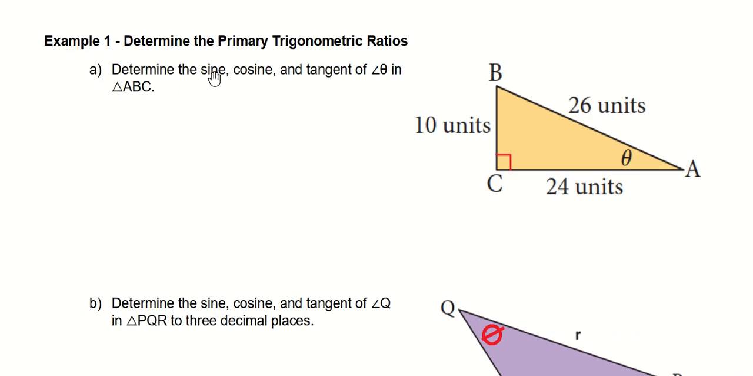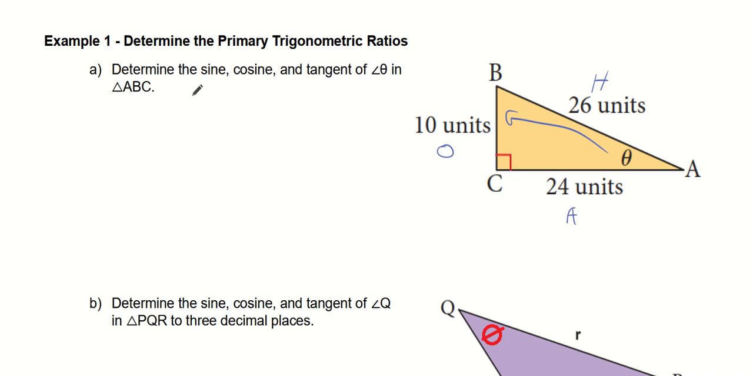Okay, so determine the sine, cos, and tangent of the angle. The first thing we have to do is identify on this triangle what your opposite, adjacent, and hypotenuse are. The hypotenuse will always be the longest line, from A to B or B to A. However, the opposite is always opposite from the angle, so this will be opposite, and the only thing left is adjacent. It's always beside the angle. So we know that 26 is the hypotenuse, 10 is the opposite, and 24 is the adjacent.